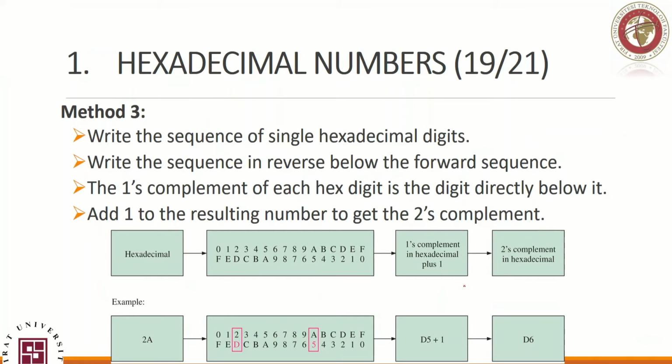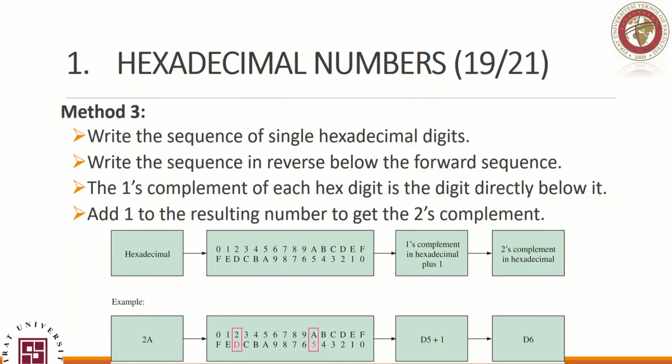There is another method. Look at the schematic here. We have hexadecimal. Instead of confusing ourselves much, what we need to do is list down all the 16 digits of the hexadecimal from 0 to F. So 0, 1, 2, 3 until 9, then A, B, C, D, E, F. Then we need to reverse the process. We need to list down F, E, D, C, B, A, 9, 8 until 0, the opposite way. So F will line up with 0, E with 1, D with 2, C with 3, and so on.